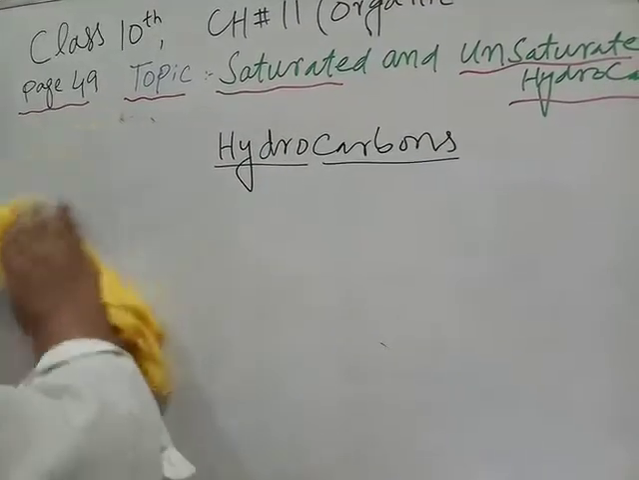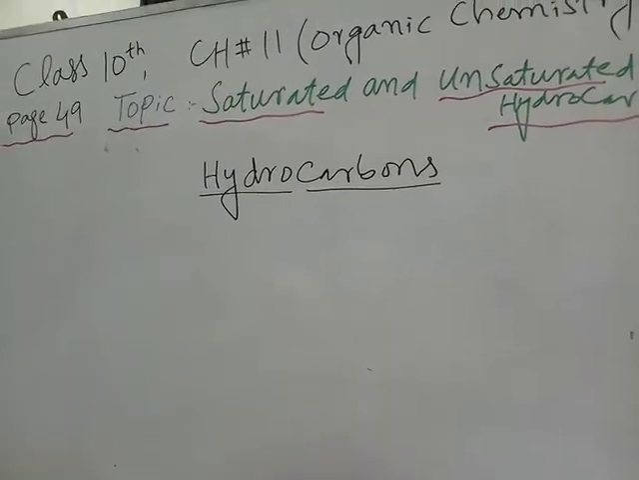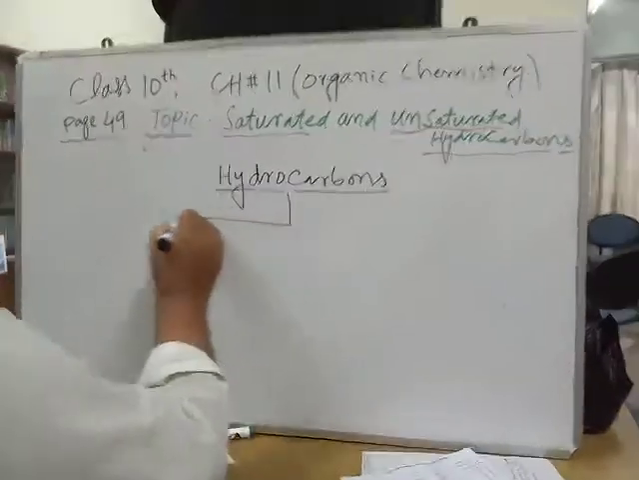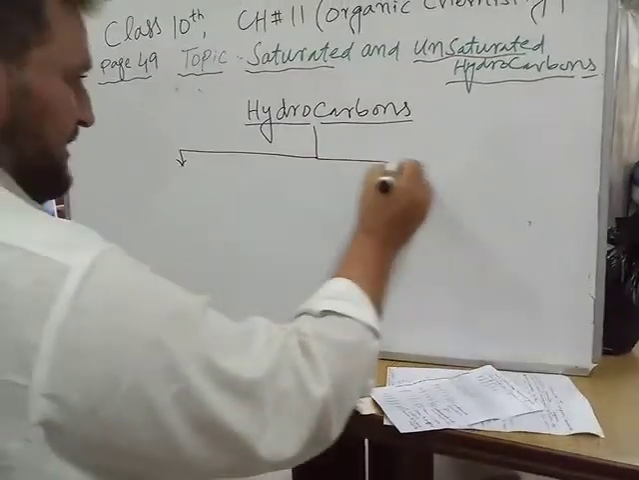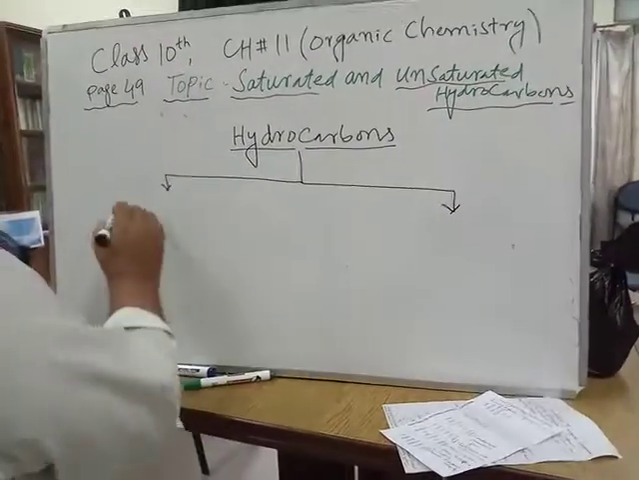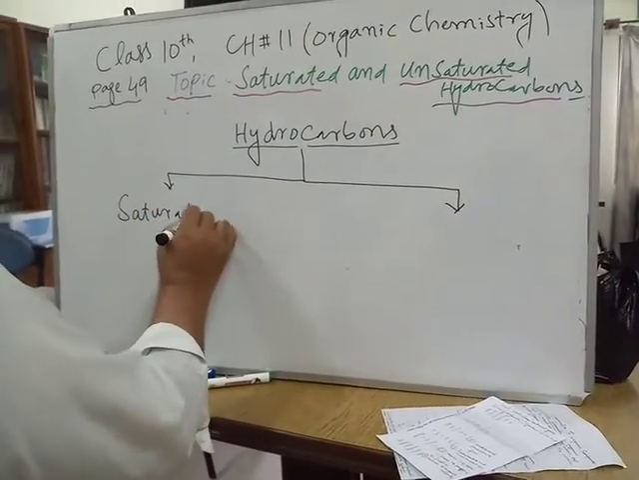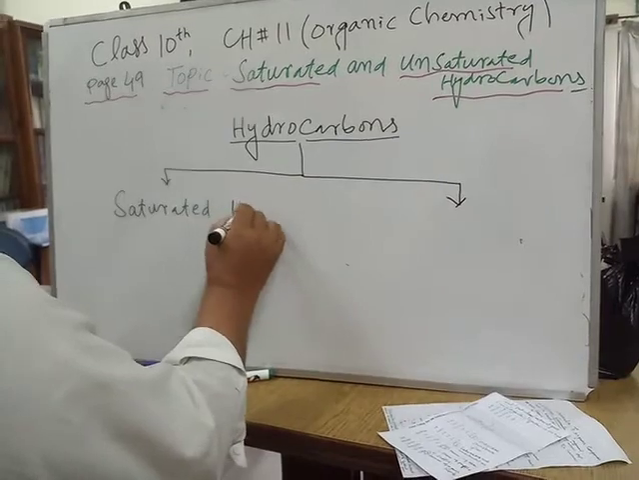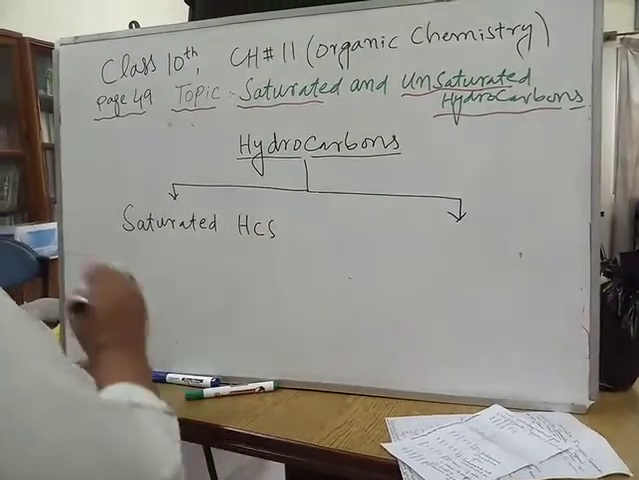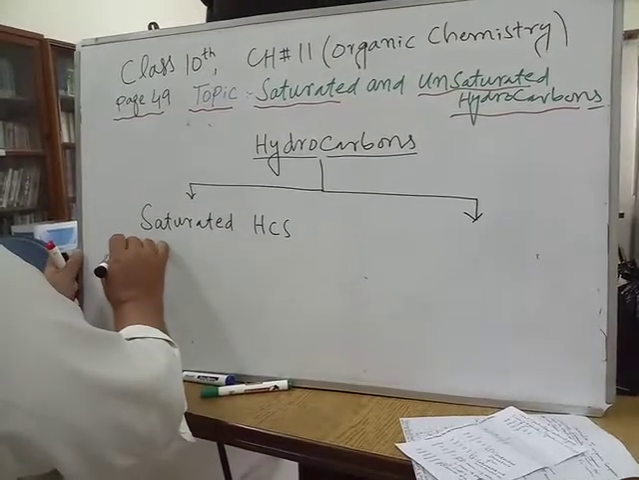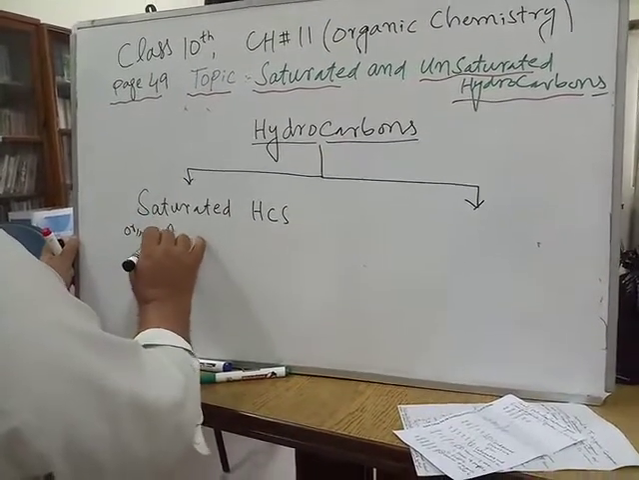So now let me discuss the types of hydrocarbons. Hydrocarbons are divided into two types. One is called saturated hydrocarbons. I shall write HCs for hydrocarbons. Saturated hydrocarbons are also called alkanes.